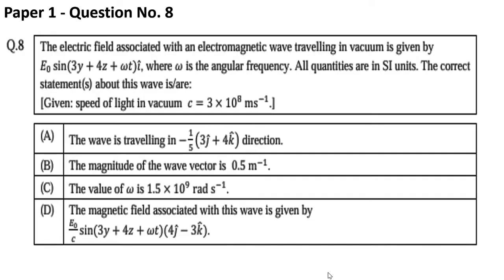Paper 1, question number 8, physics. The question says, the electric field associated with an electromagnetic wave traveling in vacuum is given by E naught sine of (3y plus 4z plus omega t) I cap.